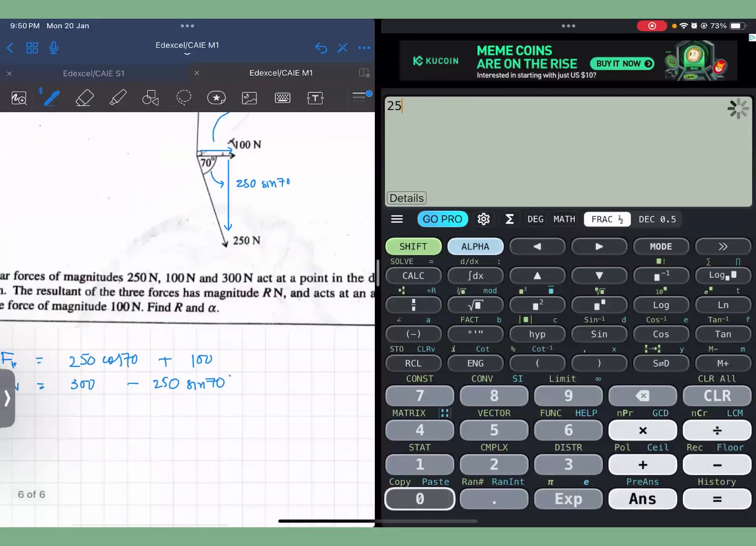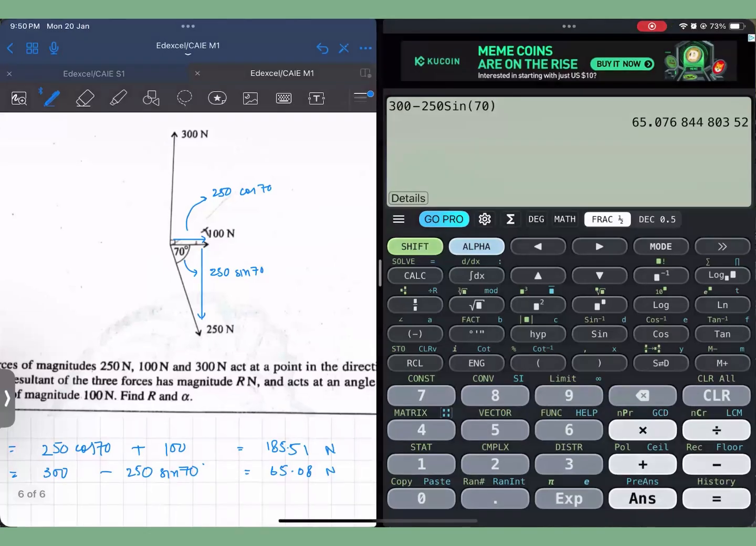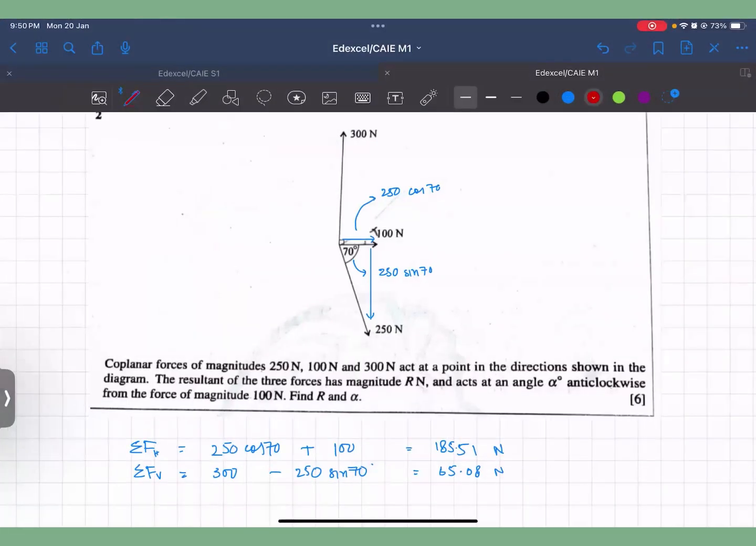So what do you do? 250 cos 70 plus 100 gives you 185.51, and 300 minus 250 sin 70 is 65.08. So the resultant has a horizontal component of positive 185.51 and a vertical component of 65.08, so it goes up.